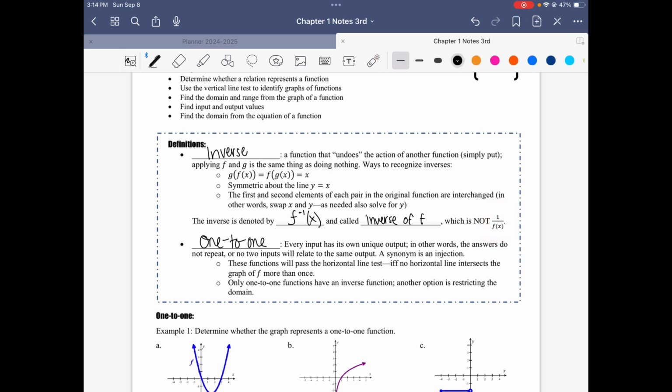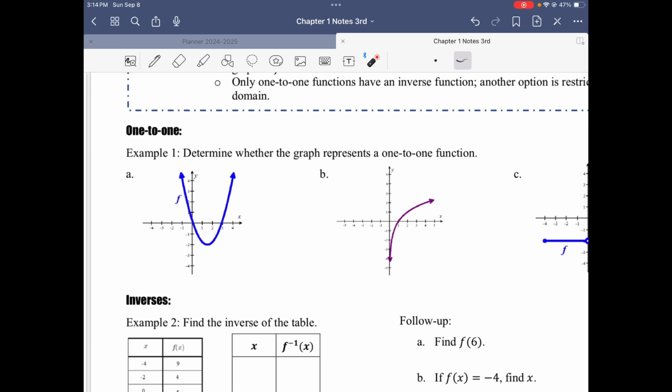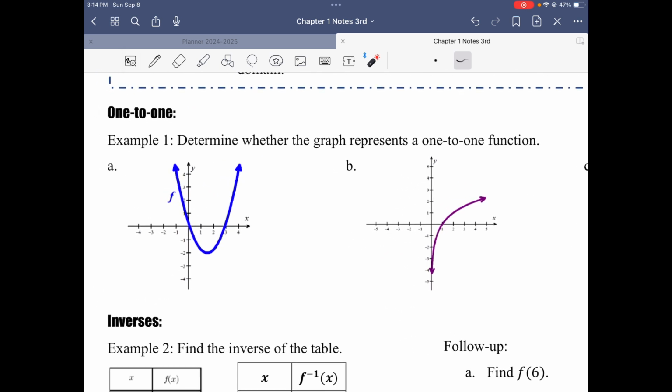Some functions are what we consider one-to-one, meaning that every input has its own unique output. Remember that in order to be a function, something must pass the vertical line test. In order to be a one-to-one function, something must pass what we call the horizontal line test. So let's start with that, actually, and decide whether or not the graph is a one-to-one function.